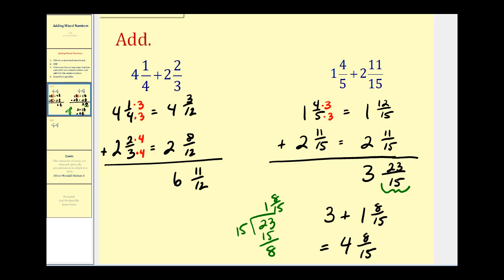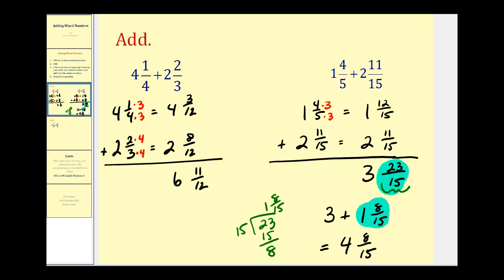So this is the one thing we have to be careful about when we add mixed numbers. When we add the fraction part after obtaining a common denominator, if this part here is an improper fraction, we have to convert it to a mixed number, as we did here, and then add it to the whole number. So 1 plus 3 gave us 4 8/15.